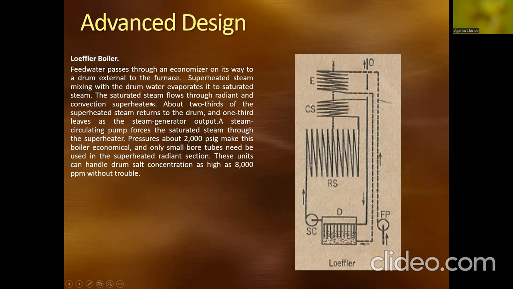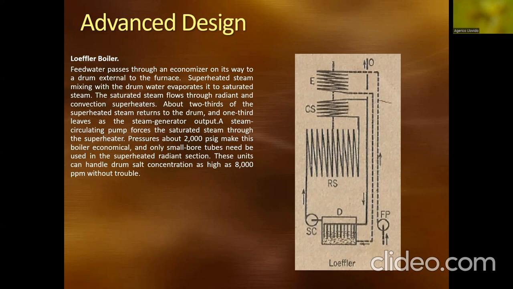The saturated steam flows through radiant and convection superheaters. So, mga type of superheaters, aaralin natin yun. About two-thirds of the superheated steam returns to the drum and one-third leaves as the steam generator output. A steam circulating pump forces the saturated steam through the superheater.